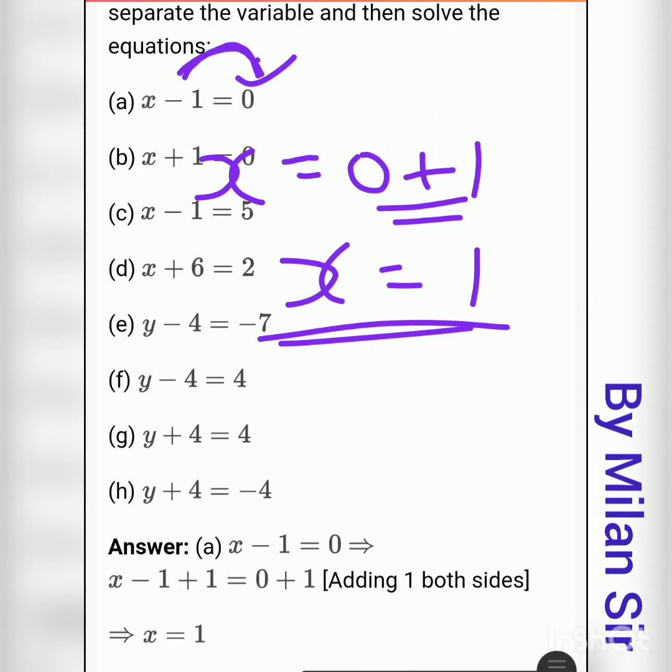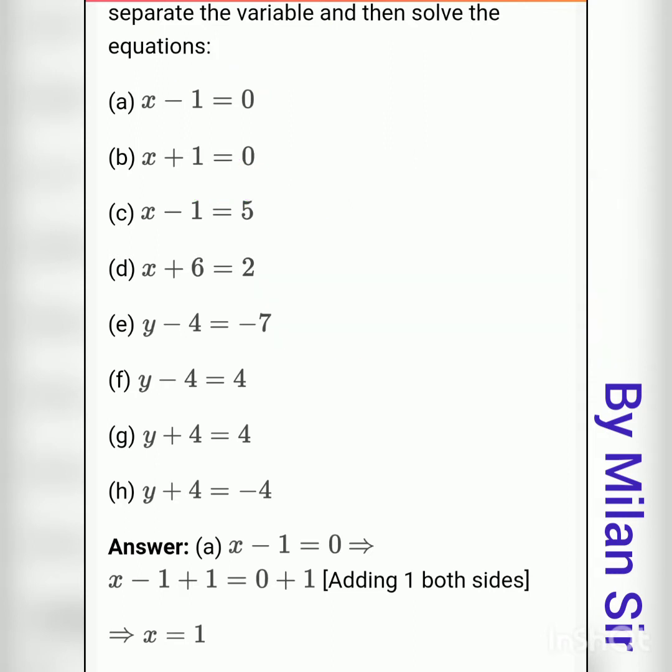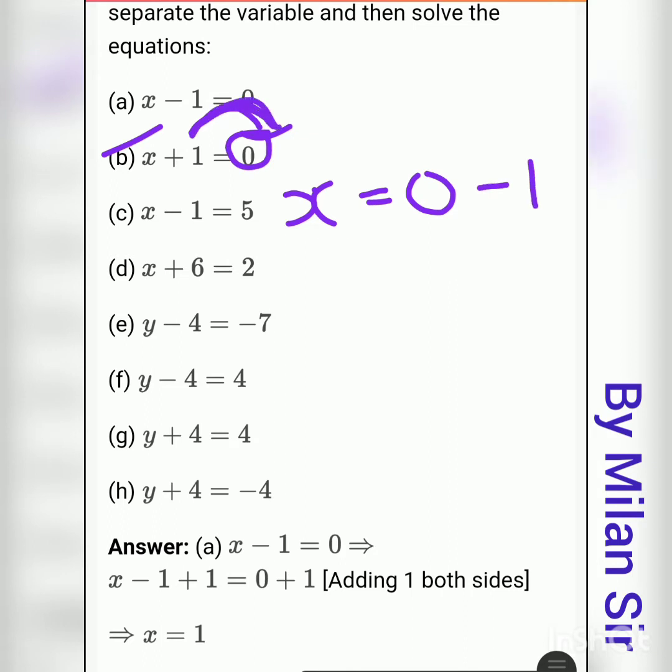We need to find the value of x here. So transfer this 1 to the right hand side, so it becomes +1. That +1 is our answer. Now the second equation, x plus 1 is equal to 0. Transfer this +1 to the right hand side. So here only x is remaining, and on the right hand side we have 0. Now transfer this +1 to the right hand side, it becomes -1. So x is equal to -1. This is the answer.